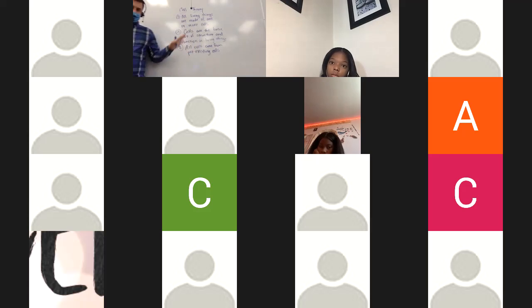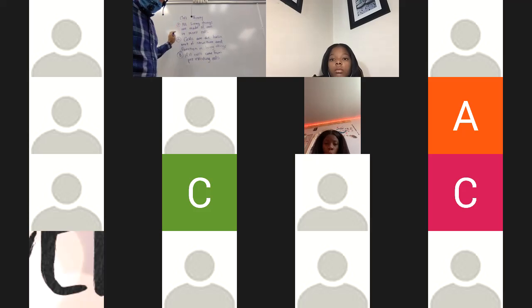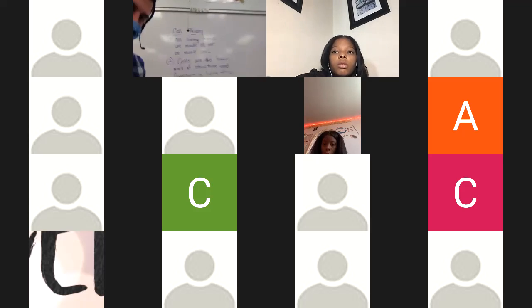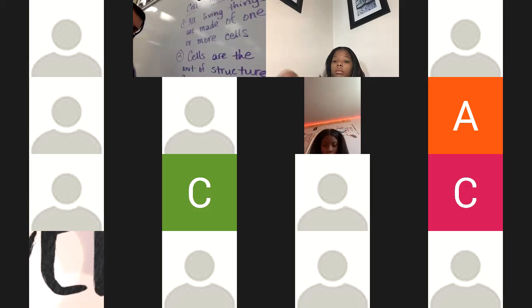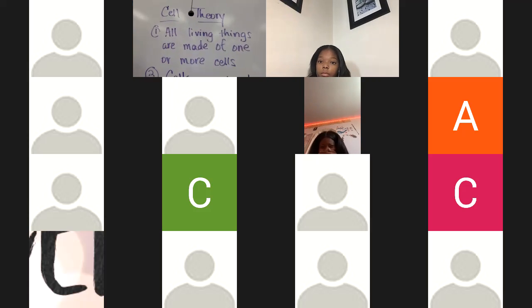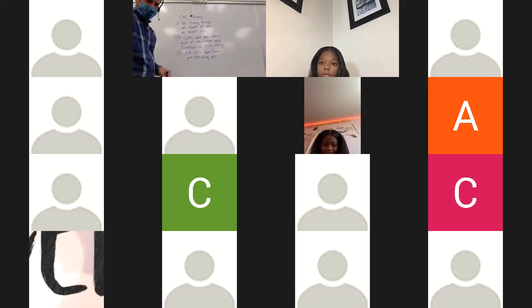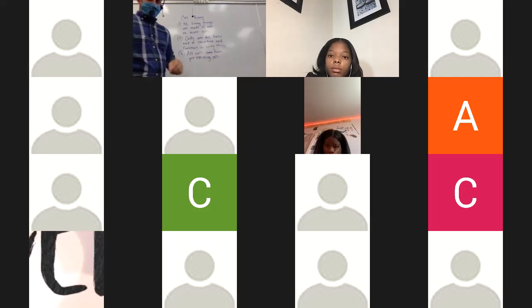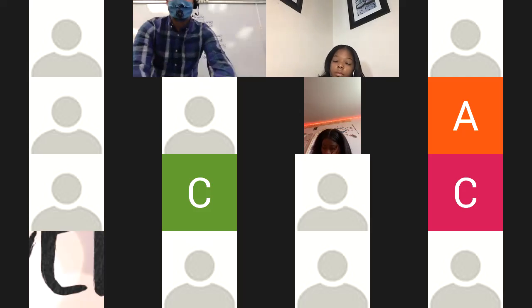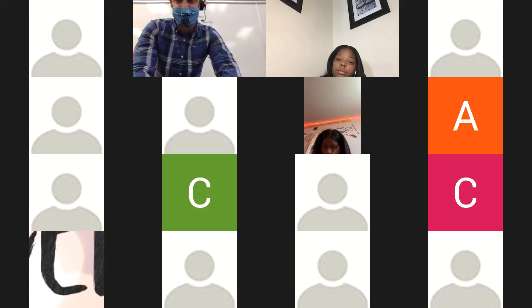Okay. So, are people on Zoom able to see this cell theory? Not really? Okay. Well, me holding it up like that is not going to be a solution, so I will take a picture and send that to you. And I will also type the three parts in the chat right now, so that you have it.